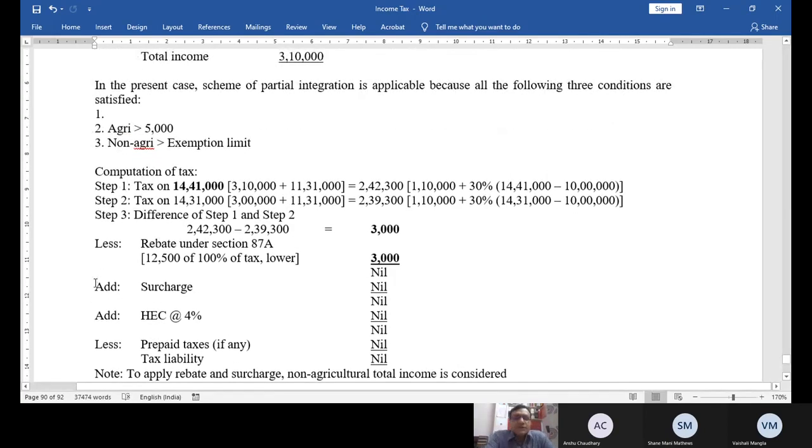Is this scheme of partial integration clear? If yes, please raise your hand. Very good. So that's all. The topic agricultural income is also over.